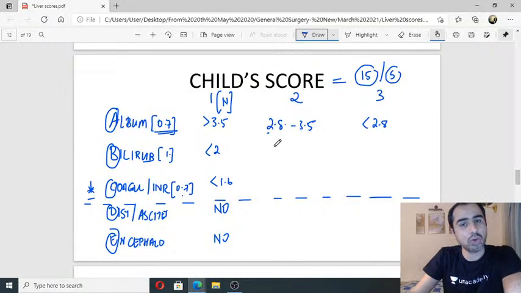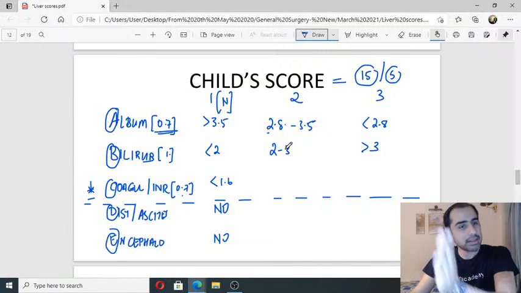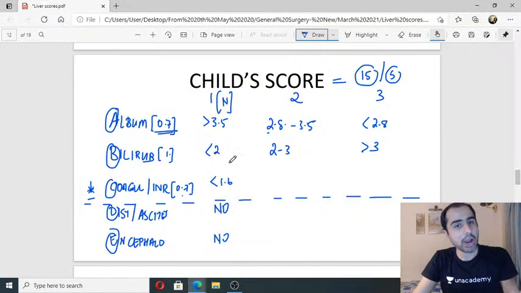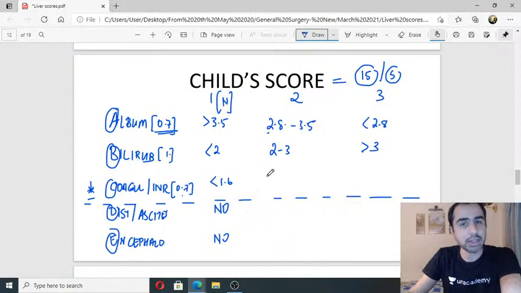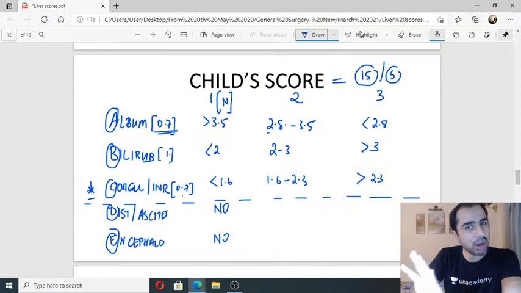Bilirubin: less than 2, 2 to 3, and more than 3. Coagulation, again, as the function is getting more and more deranged, the coagulopathy will increase, the INR will increase. So this is going to be less than 1.6, 1.6 to 2.3, and more than 2.3. बस, that's all. So what we are remembering is these three numbers. Okay. Alternate है 0.7, 1, 0.7. बस ये तो सबको मालूम है.